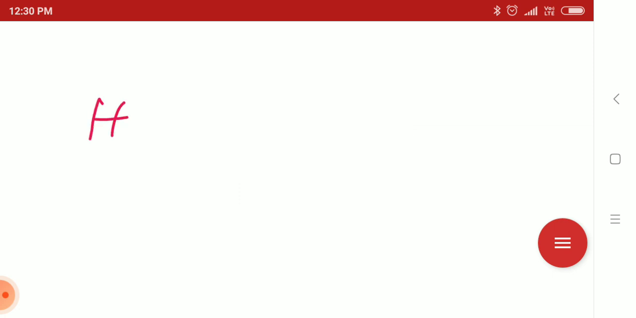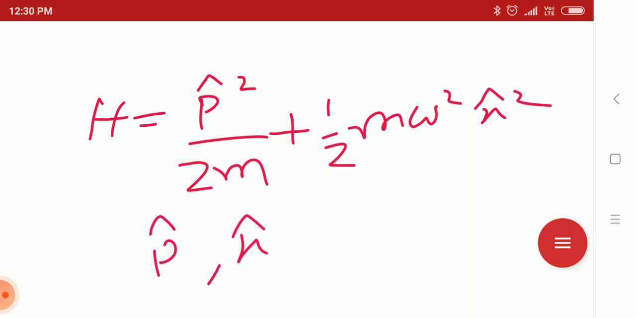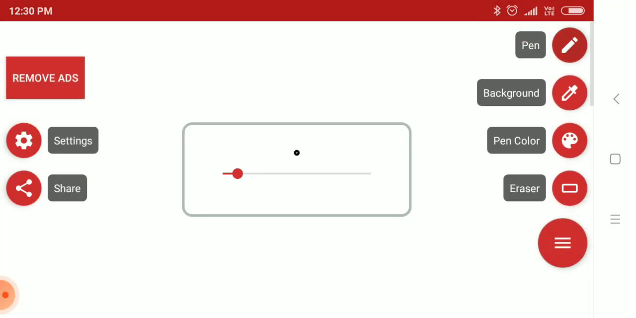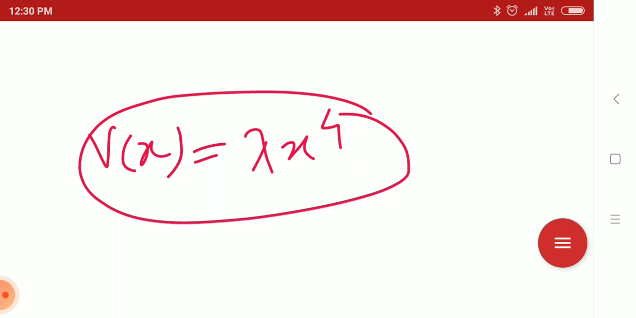You all know the Hamiltonian of the harmonic oscillator is p square by 2m plus half m omega square x square. Here p cap and x cap mean the momentum operator and the position operator. It was given that it is perturbed with the potential V(x) equals lambda x to the power 4.